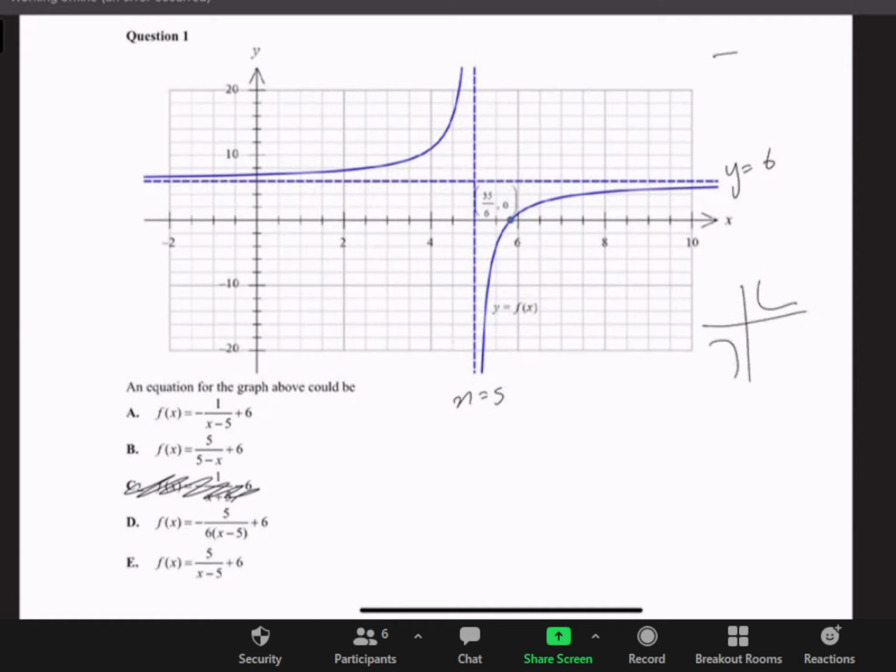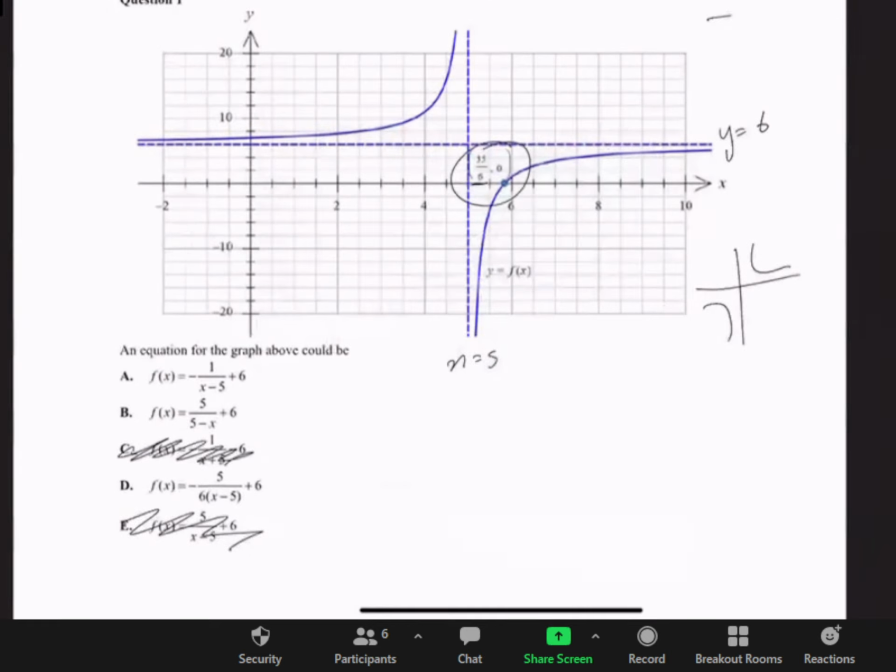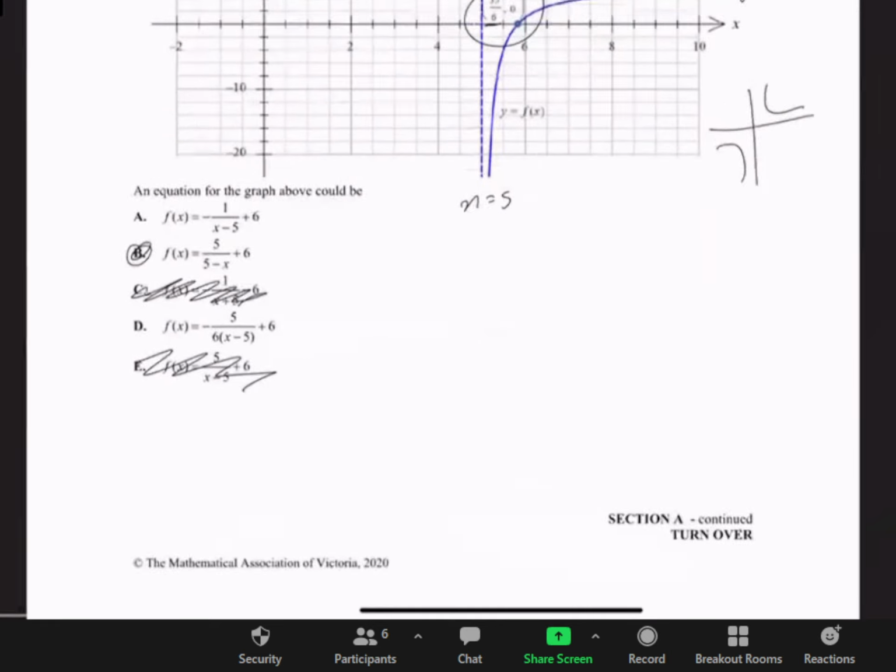So we can look at the answer options and we can get rid of E. The other ones all have a negative in them, and B is like the denominator is 5 minus x. So that can be written as minus x minus 5. So that one's also a negative. And the last thing we can look at to differentiate between A, B, and D is the point. So for that one, you can just put 35 on 6 into your CAS and see which one gives you 0, and that would be B.